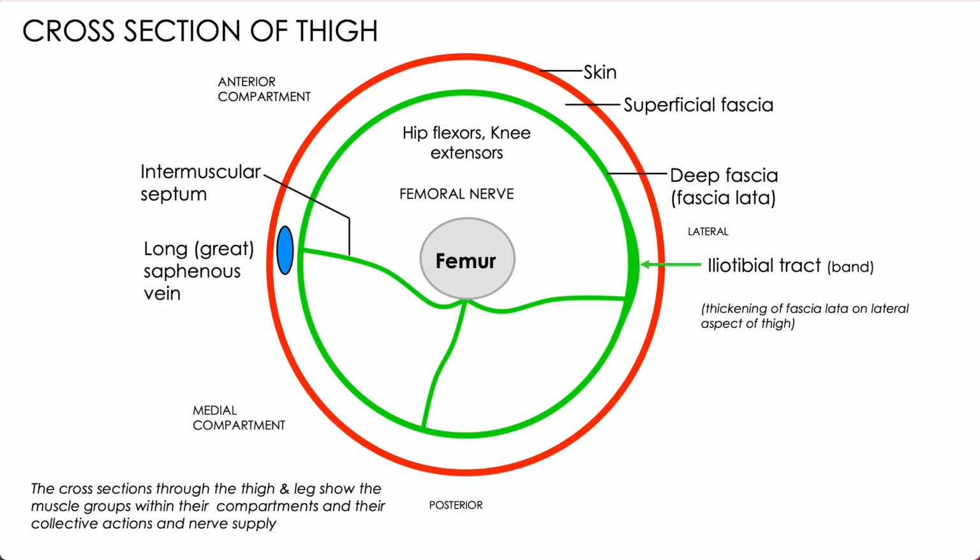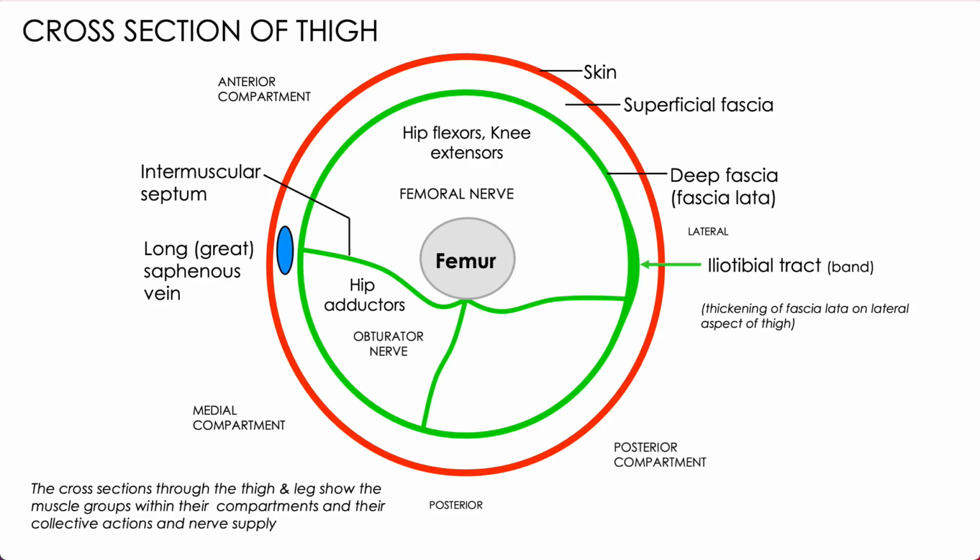And then the medial compartment, what is the job of these muscles? They are the adductors. Adductors of what? Hip. When we talk of an action, we have to remember which joint we are talking about. And then the nerve which controls this is the obturator nerve.